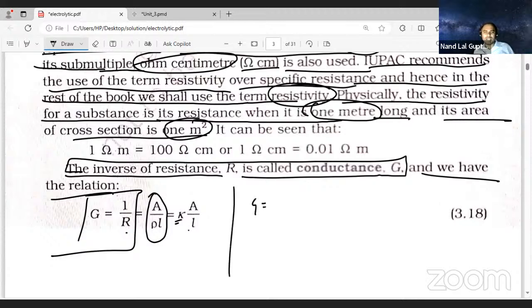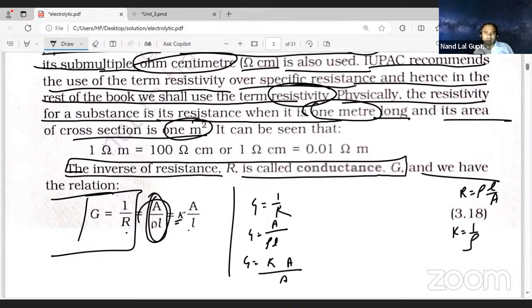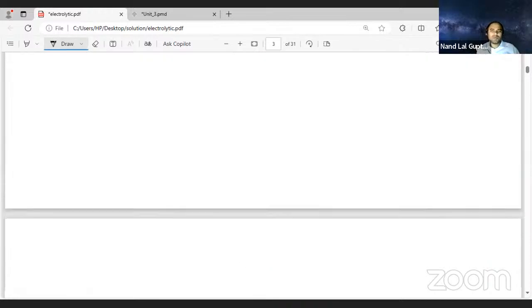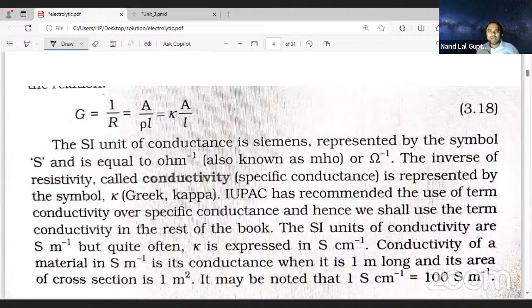G is conductance, equal to 1 upon R, and R you know now, R is equal to rho L by A. So you can put the value. So G is equal to 1 upon rho L by A, so G is equal to A upon rho L. And 1 upon rho is equal to K. So G is equal to K A by L. This relation, are you getting? Yes, sir. So this relation you should know. You read all the points, you will be able to understand very easily.